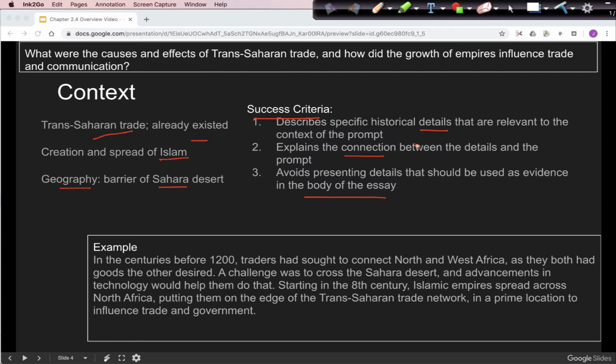So I'm thinking of that gap between North and West Africa, and I'm talking a little bit about the fact that Islam was in existence in North Africa before this time period. And that's going to help set up some of these arguments I'll be making in the chapter about the relationship between North and West Africa.